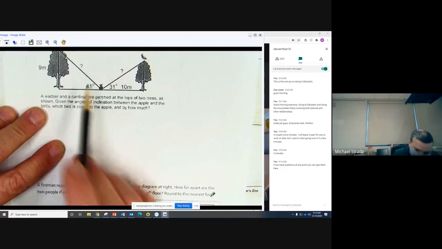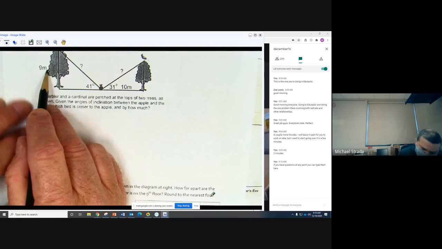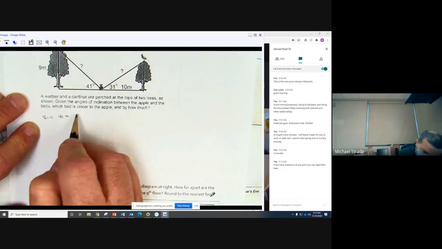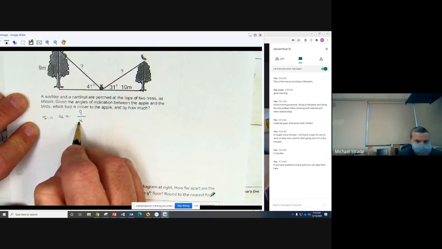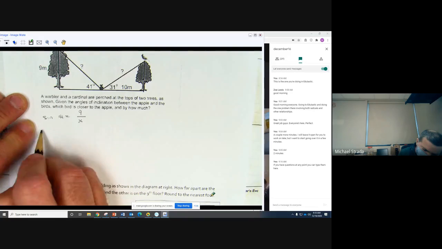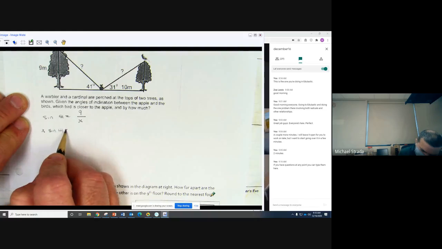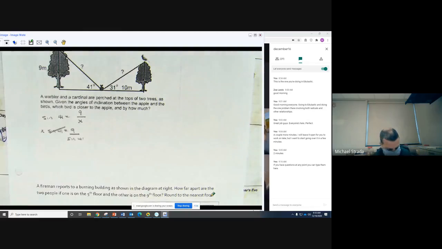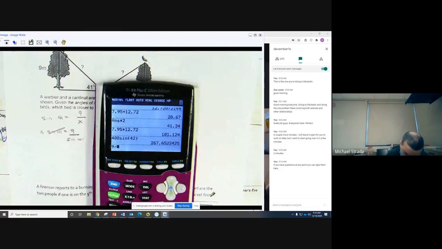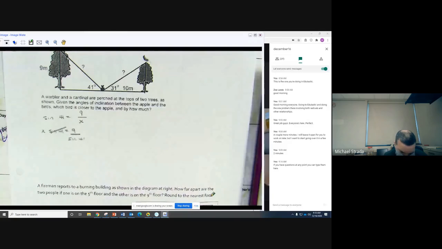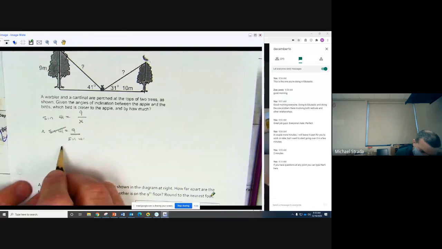For the one on the right, 9 is the opposite. So sine of 41 equals the opposite, which is 9, over, we'll call it x, to distinguish between the two. Because our variable is in the denominator, we're going to end up doing x sine 41 equals 9, and then we divide by sine 41. When I do 9 divided by sine of 41, I get 13.718. This is in meters, and it doesn't say what to round to, so I'm going to go 13.72.